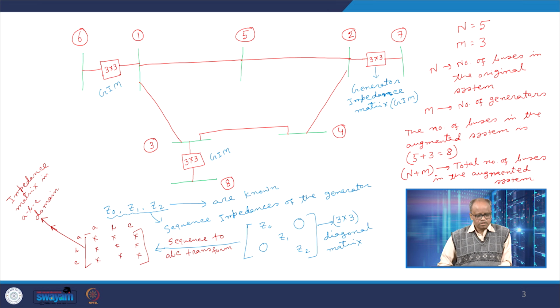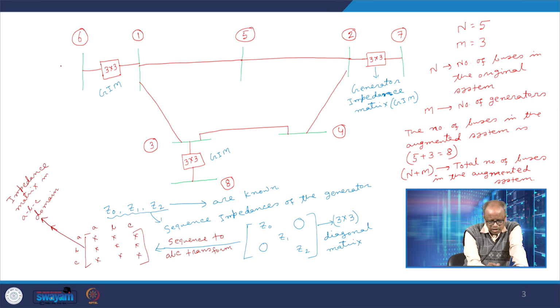Now, we need to understand that this particular matrix in the ABC domain need not be a diagonal matrix, although the sequence matrix would be diagonal. Depending upon the transform, this matrix will in general not be diagonal. So, it will have its own off diagonal terms, etc. So, everything would be there.